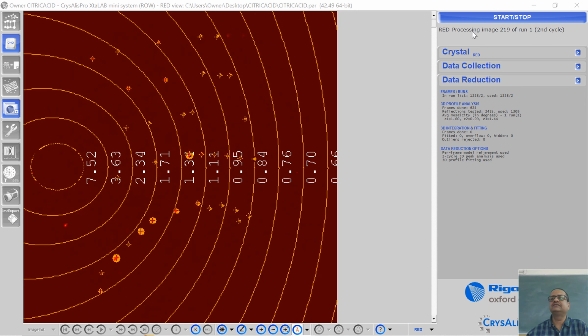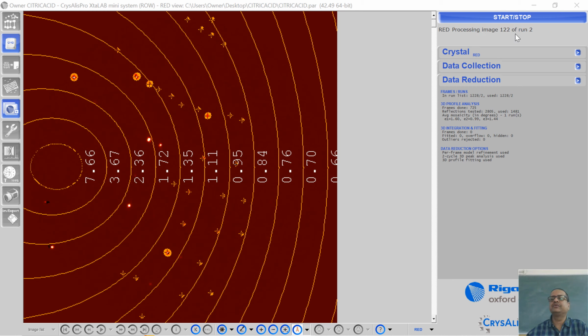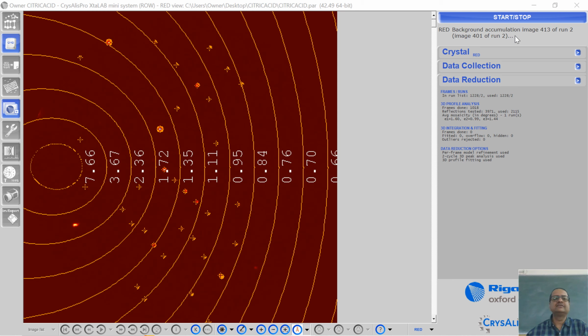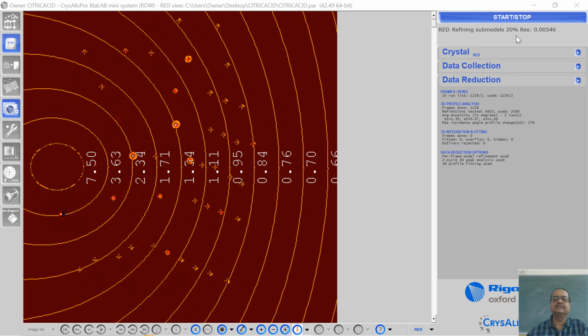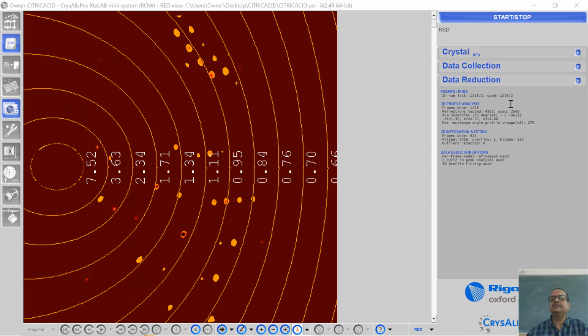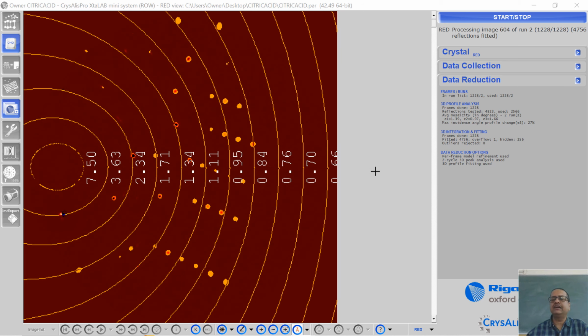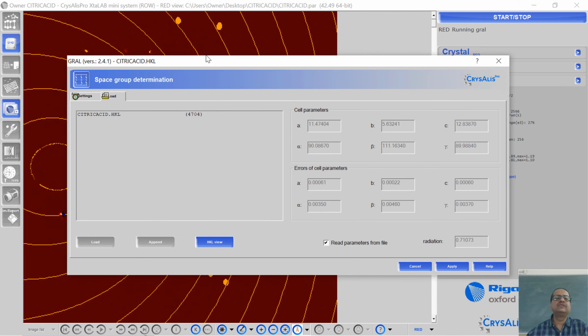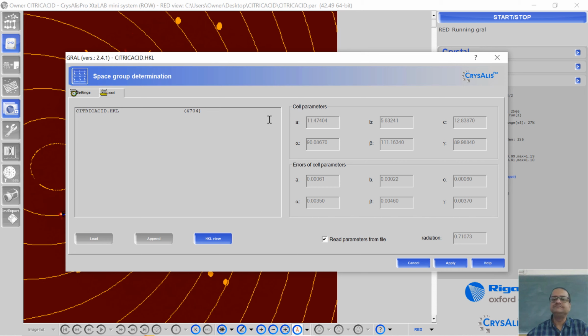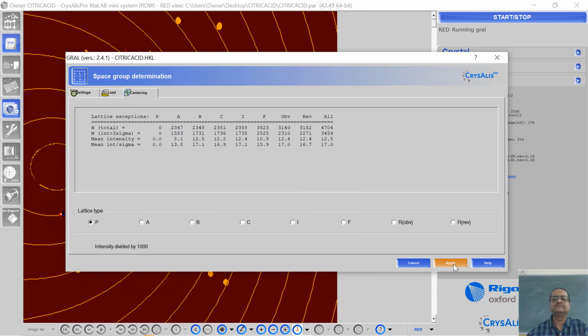What is happening, you can see above, this is how the progress is shown. It is going through all the files, extracting the intensity information, and finally will join everything and then bring us to the space group determination module here. So you just apply the conditions that it has ended.